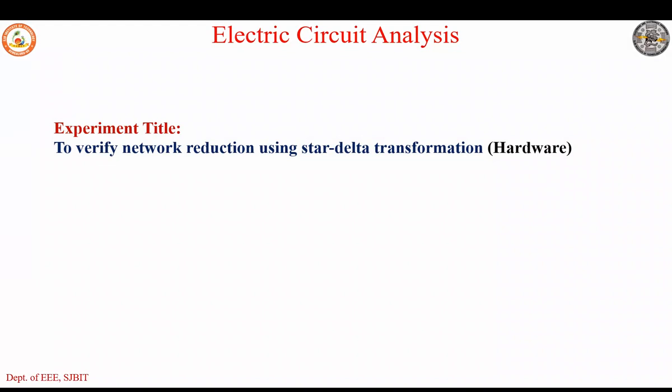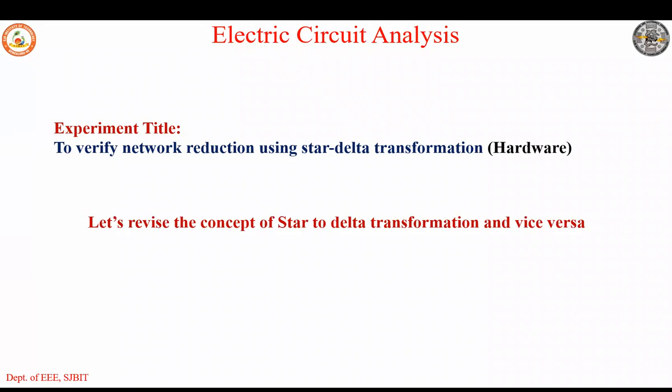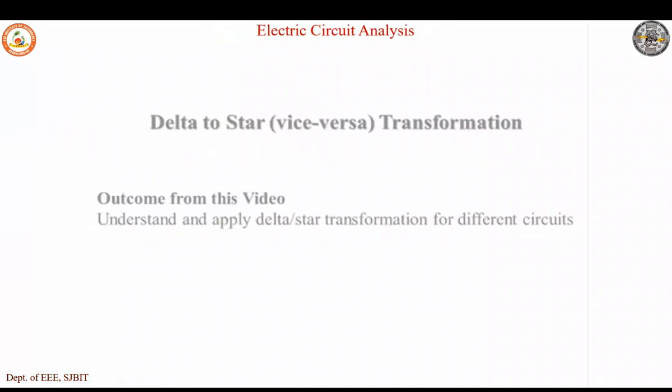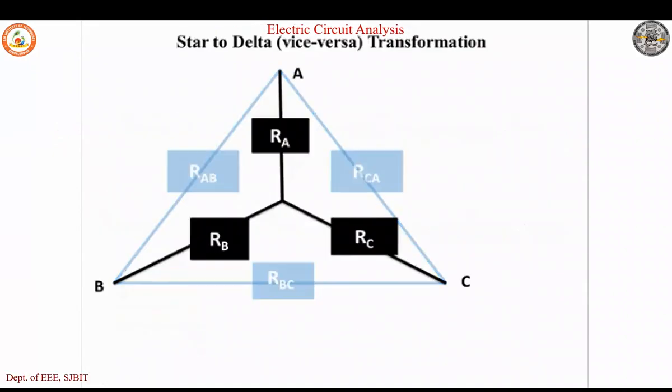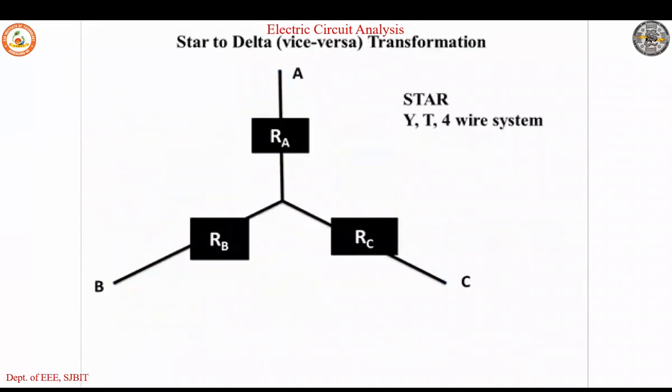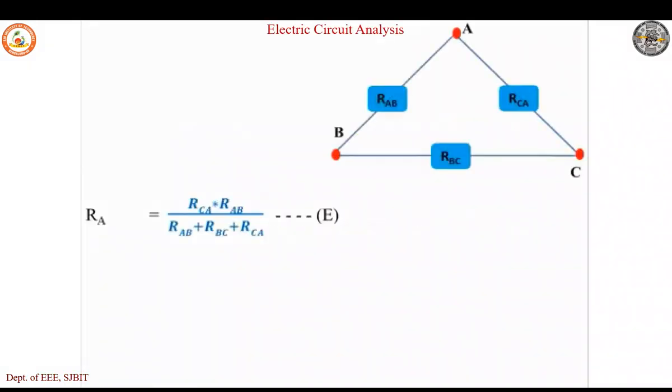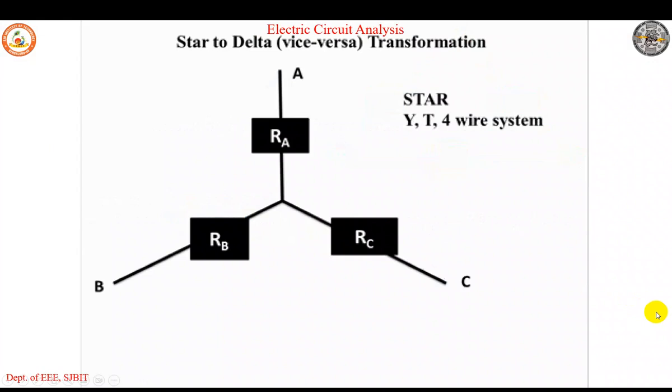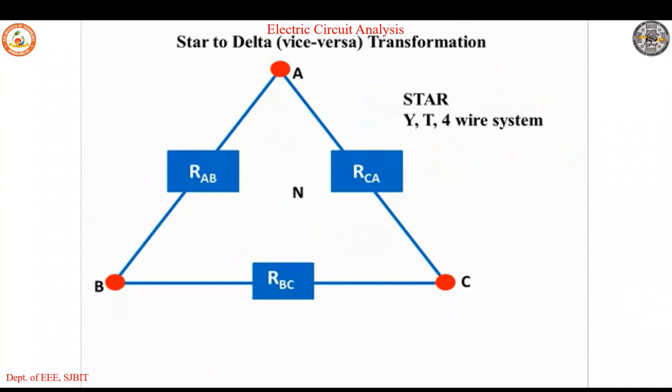So to verify the given network using star delta transformation over discrete hardware, let's revise the concepts of star to delta and delta to star. Here the blue colors are star and the black are delta. Star is known as Y or 4-wire system. These are the four ends: the star elements, and the center one is called neutral. Delta is also known as mesh, pi, or 3-wire system.